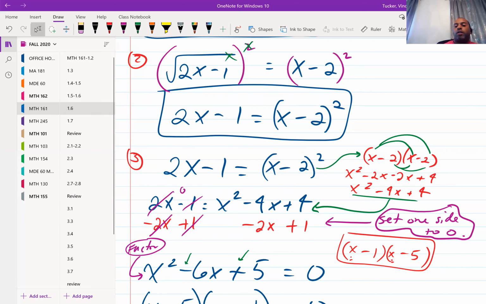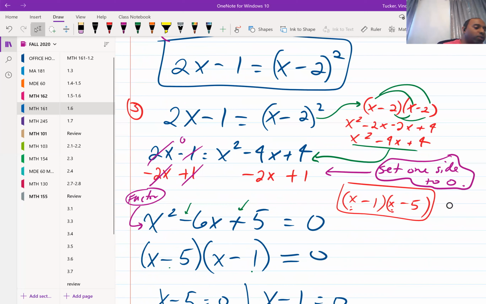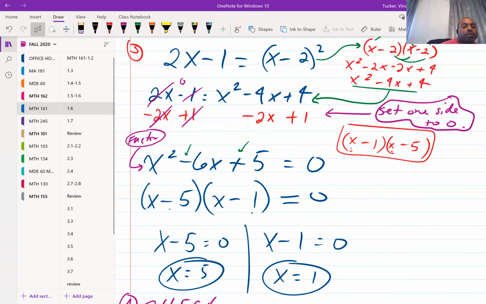All right, so now what I would do is go ahead and factor. Remember, if you don't want to factor, you can use your quadratic formula. Remember, that's an option as well. Most people don't want to go all the way to completing the square, but you can use your quadratic formula. You'll still get the same answers. So factoring that, I get x minus 5 times x minus 1. Set each part equal to 0. That's x equal to 5, x equal to 1. Those are my two solutions.